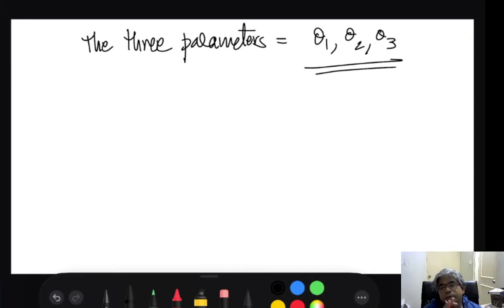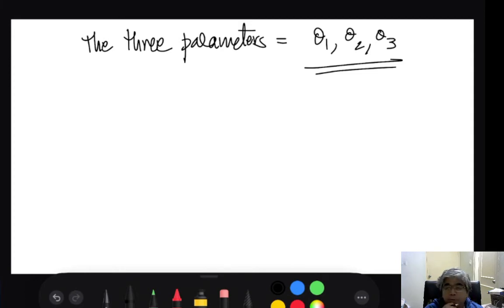So SU2 has 3 parameters. Any element of SU2 can be described by these 3 parameters. Essentially, that's what it means. The entire group of SU2 can be described in terms of these 3 parameters. And let me say that these 3 free parameters can be written as angular variables because it's more convenient: theta 1, theta 2, theta 3.